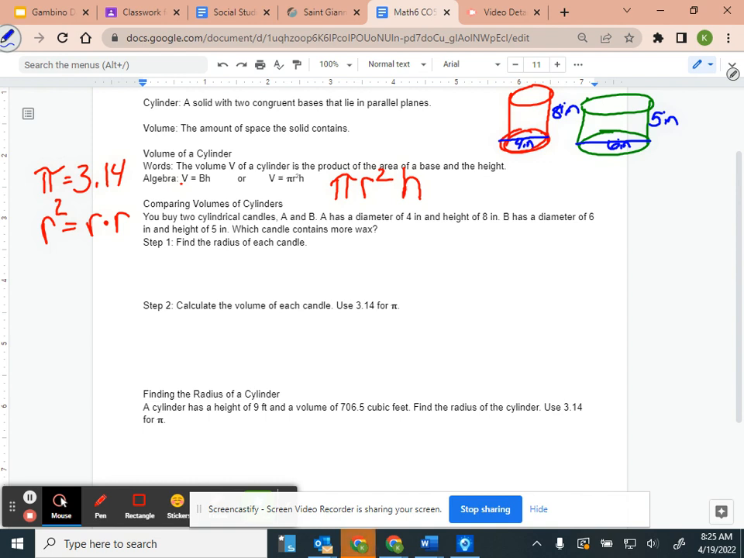Which candle contains more wax? Which one has a bigger volume? In order to do that, we have to find the volume of both candles and then compare them. So looking at that, if we know the diameter, how can I find that volume of pi r squared? What do I have to do first before I can do my multiplying, Peyton?